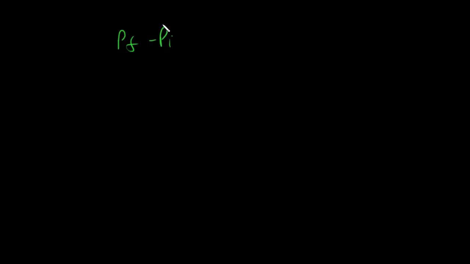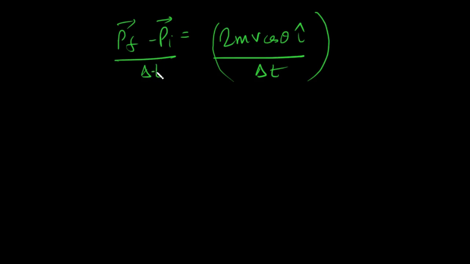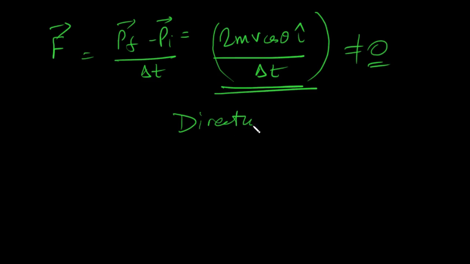Pf minus pi would be equal to twice mv cos theta i, divided by the time interval. Whatever time has been taken does not matter, it will be specified. So force here is this. You see, it is not zero, even if the magnitude is the same. So what we conclude is the direction of momentum also matters. Do not take just the magnitude.